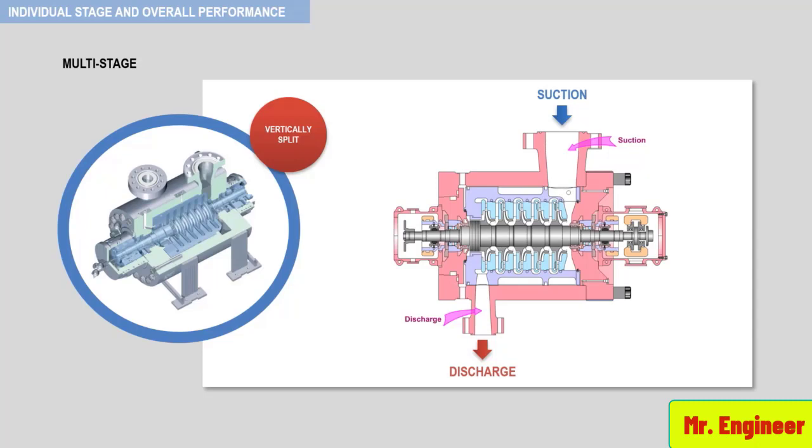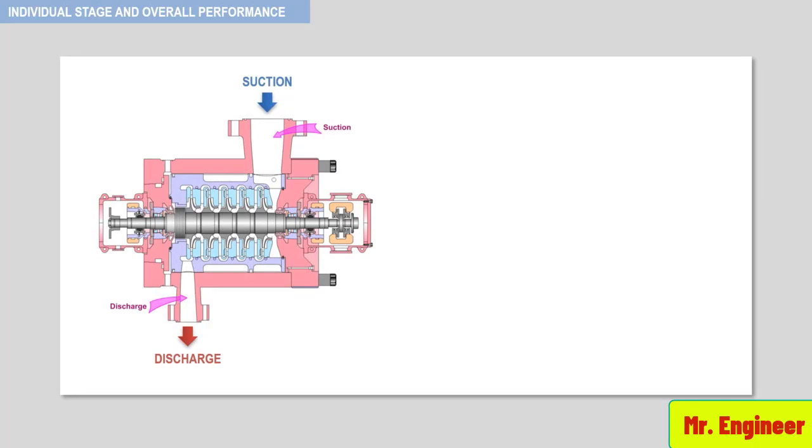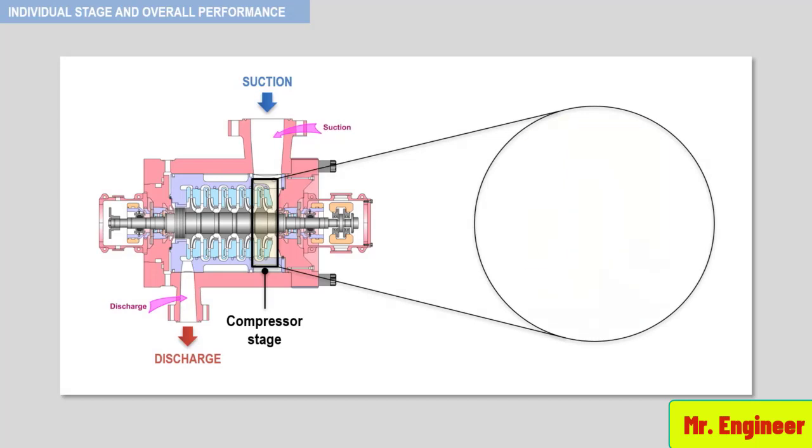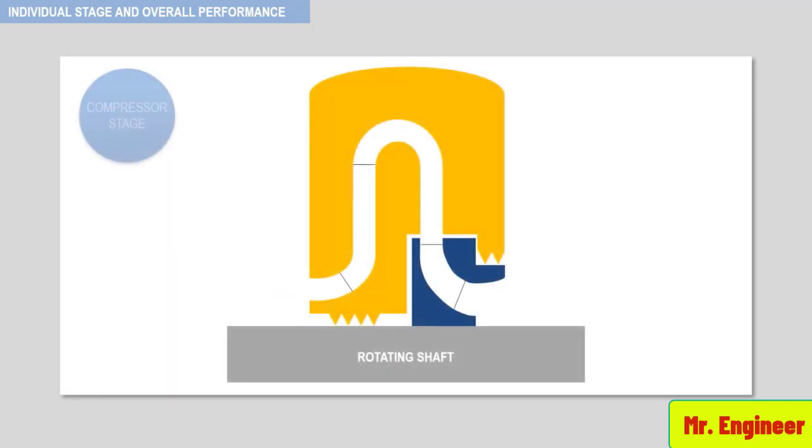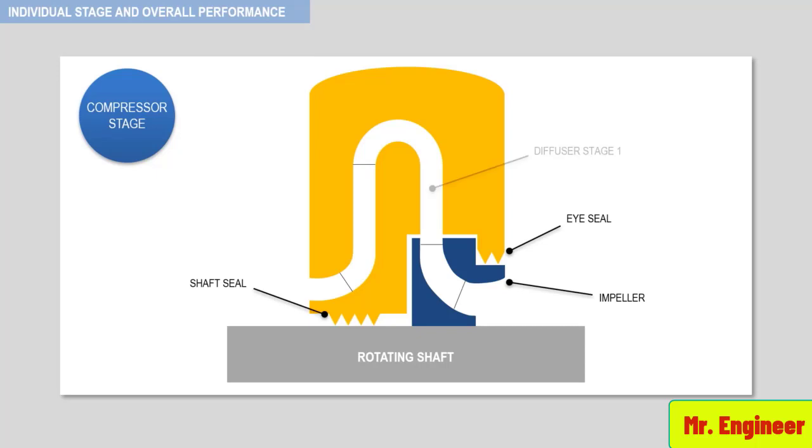Recall that the stage curve is defined as the curve representing the performance of one stage. And this is a reminder of what the compressor stage looks like. Recall that a compressor stage consists of the impeller, the stage seals, the diffuser, the crossover, and return passage.